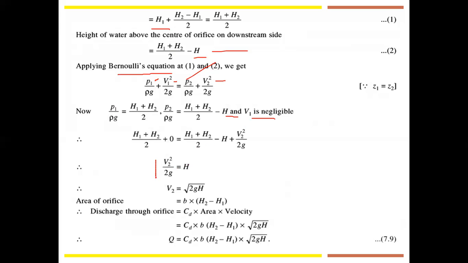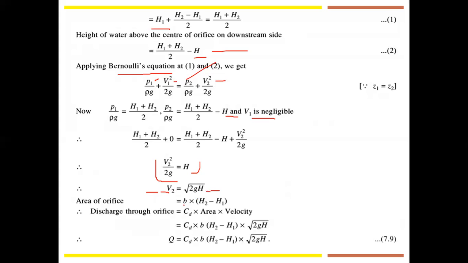Now V2 whole square divided by 2g is equal to H. Therefore, V2 is equal to root 2gH, that is V2 is equal to root 2gH.